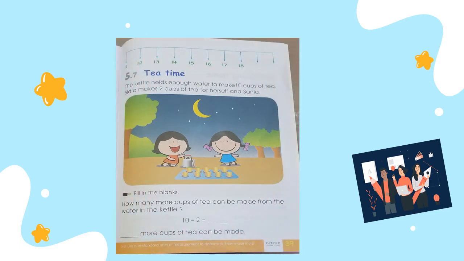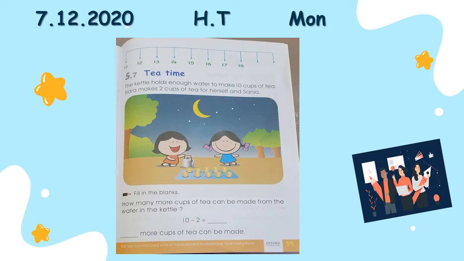Everyone open page number 39 on C2. You can see on your screen now. We have to do this one page. Activity 5.7 and this is about tea time. Before doing this page, what you have to do? You will write your today's date and what is the date today? Look at your screen. That is 7.12.2020, space, then the day is Monday.